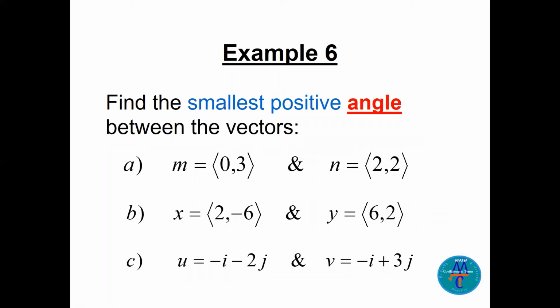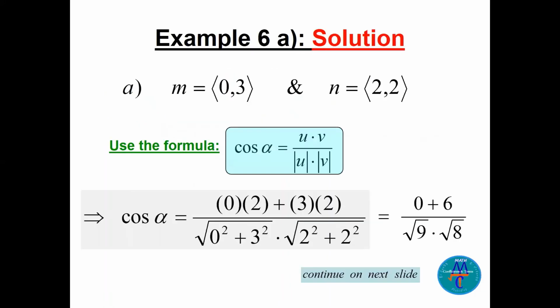There are 3 parts, and we have to find the smallest positive angle between the vectors: MN in part A, XY in part B, UV in part C. So there are 3 questions here in example 6. Now let's see the first one. M and N: (0, 3) and (2, 2).